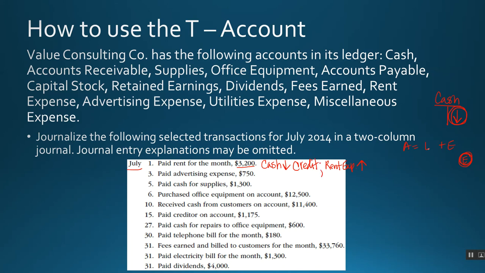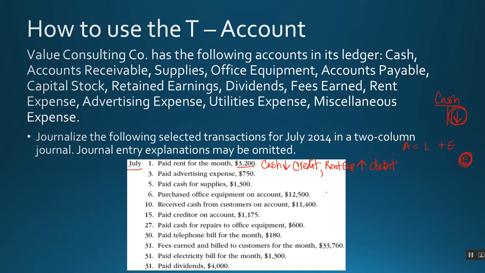Woohoo! And remember, expenses are always increasing. Anytime they incur, it's increasing what you have to pay out. And remember, because it is the opposite of everything else that takes place on the right-hand side, it increases with a debit. And so we put debit.